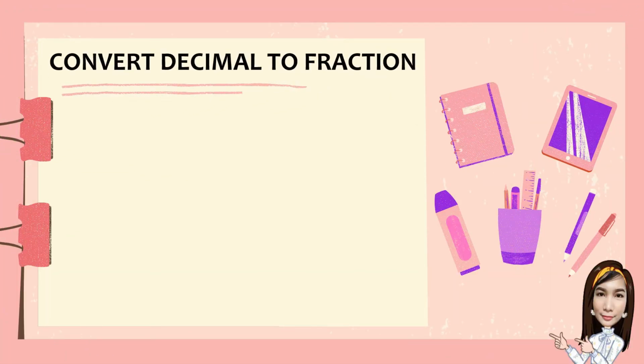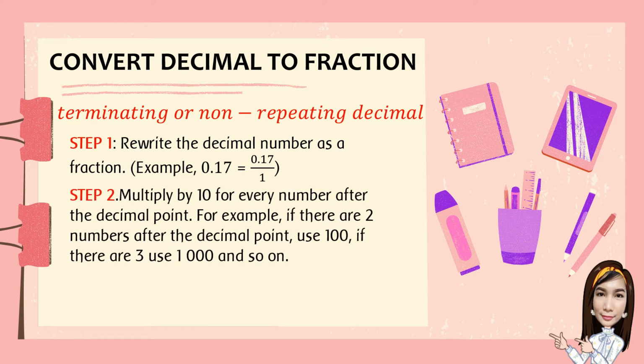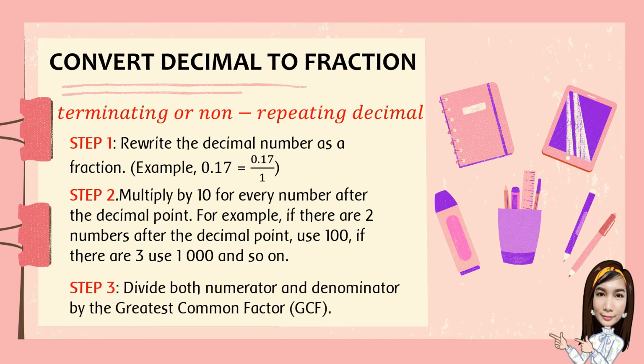Convert decimal to fraction: terminating or non-repeating decimal. For step 1, rewrite the decimal number as a fraction. For example, 0.17 or 17/100 is equal to 0.17 over 1. Step 2, multiply by 10 for every number after the decimal point. For example, if there are two numbers after the decimal point, use 100. If there are 3, use 1000, and so on. For step 3, divide both numerator and denominator by the greatest common factor or GCF.